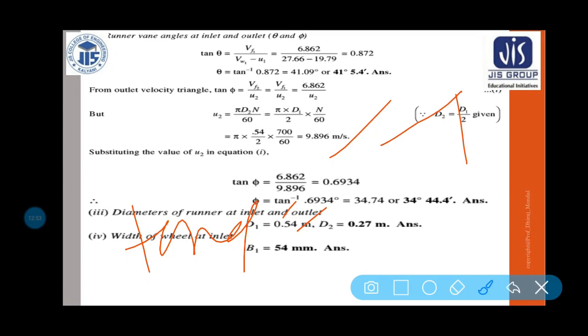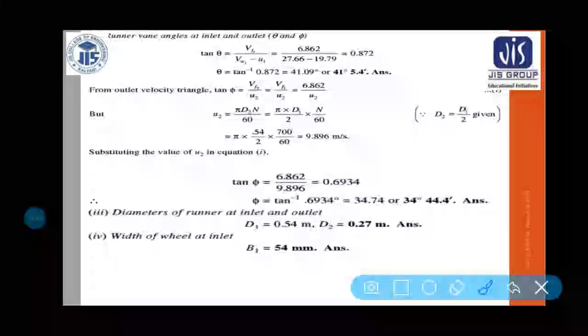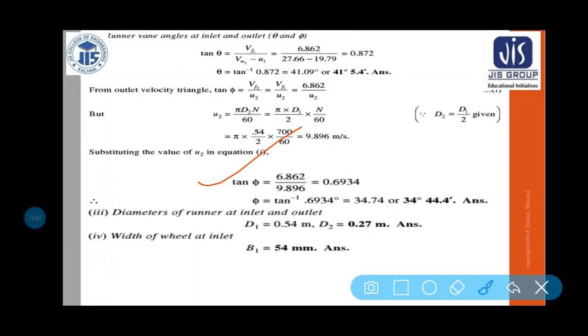Tan phi is equal to, this is your velocity triangle at outlet, tan phi is equal to VF2 by U2. So put the value of VF2 and U2, you will be getting phi is equal to 34.74 degree.